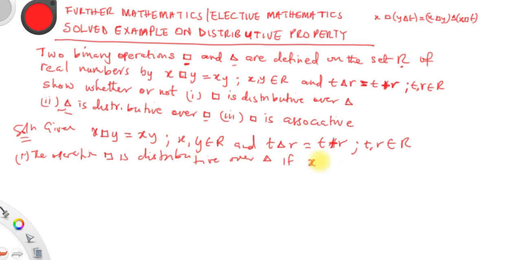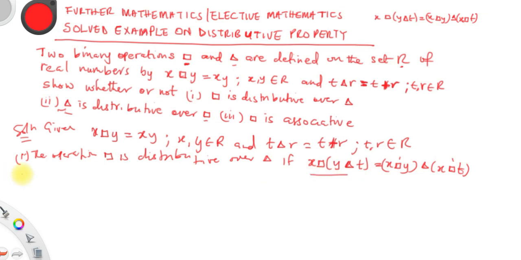let's say x square, we are distributing square over triangle: x square (y triangle t) is equal to (x square y) triangle (x square t). So if you hear that, you know this square is distributed over triangle. Here you have square, and here square. So the square has been distributed over the operation of triangle. Okay, so we take this one first.